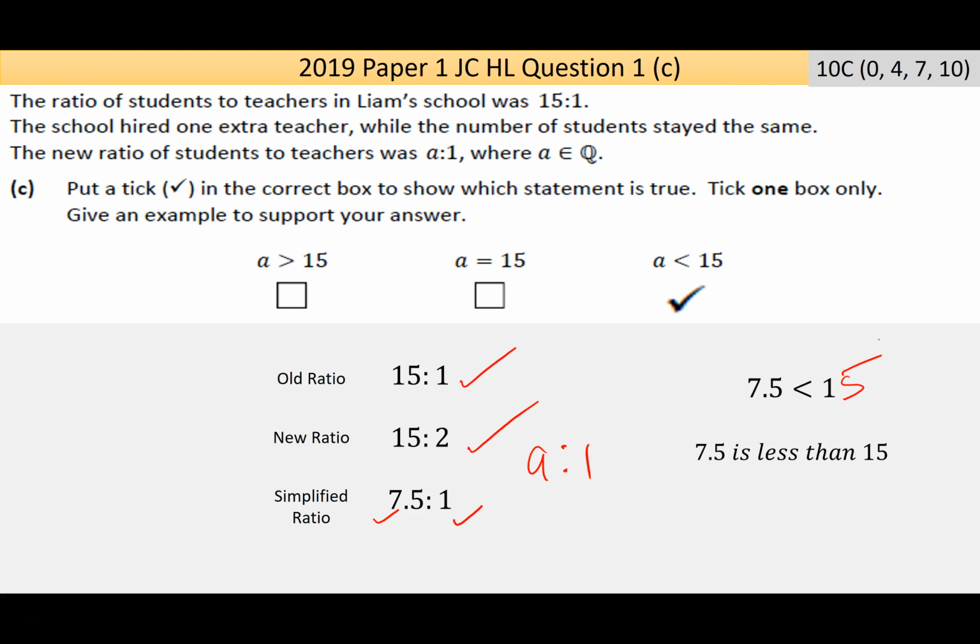Apologies. Why is there a 1 there? Okay, let's fix that.